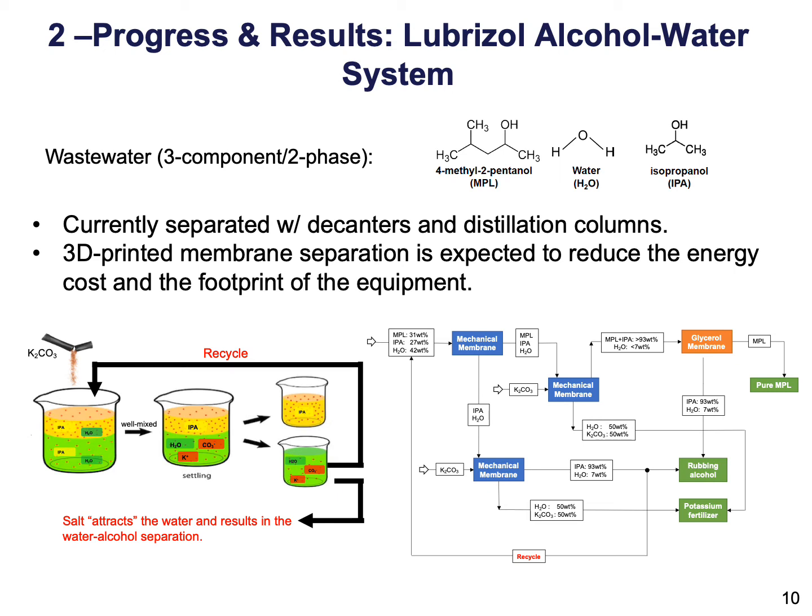Therefore, we have created a continuous system that included our mechanical and supported ionic liquid membranes. The mechanical membrane was used to separate the water-rich bottom phase. The supported ionic liquid membrane was used to separate pure MPL from IPA. We use glycerol as the impregnated solvent, since glycerol can act similarly to ionic liquids for the previous oil-water system.